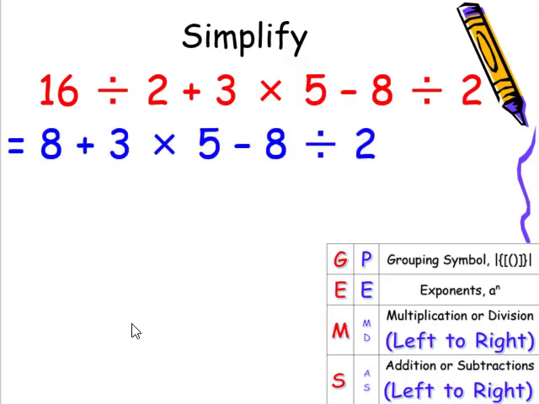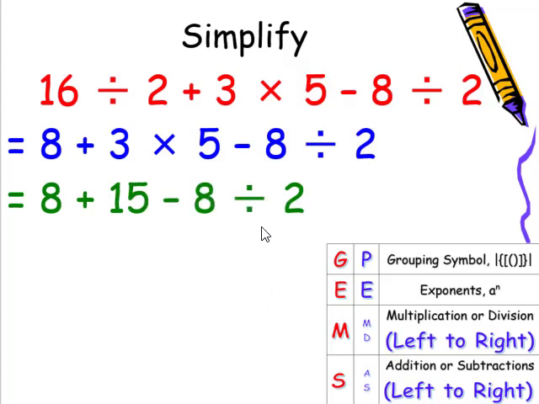16 divided by 2 is 8. Then we continue and we can see that we're going to have 3 times 5. So now the multiplication comes before the division. Earlier, the division came before the multiplication because it was on the left side. Now, since the multiplication is on the left side, we do that before this division. 3 times 5 is 15. Lastly, we just divide.